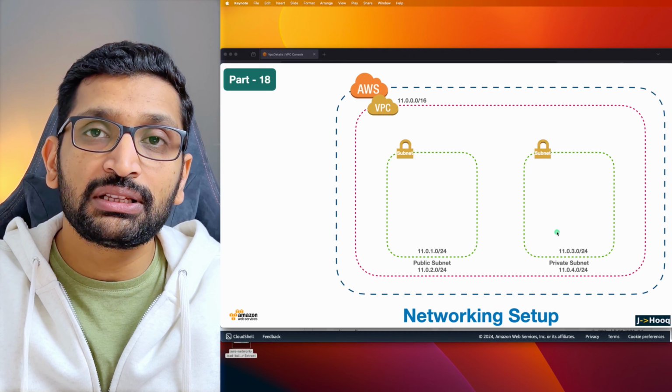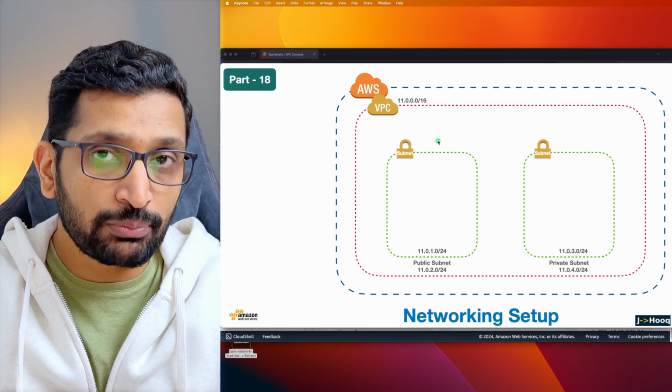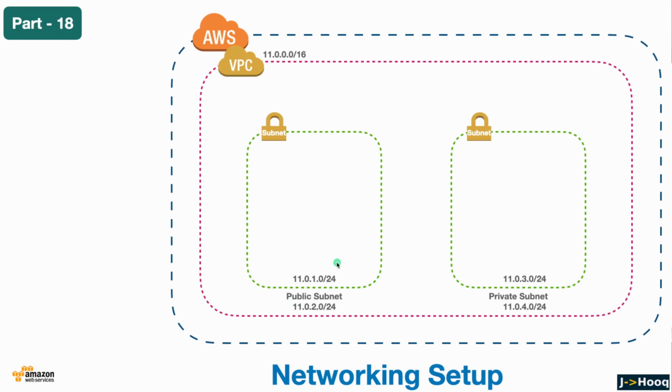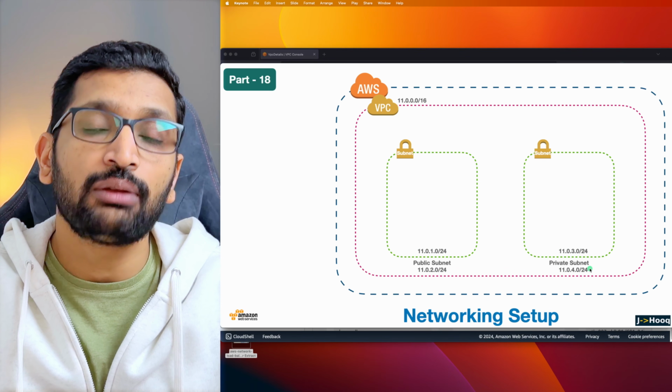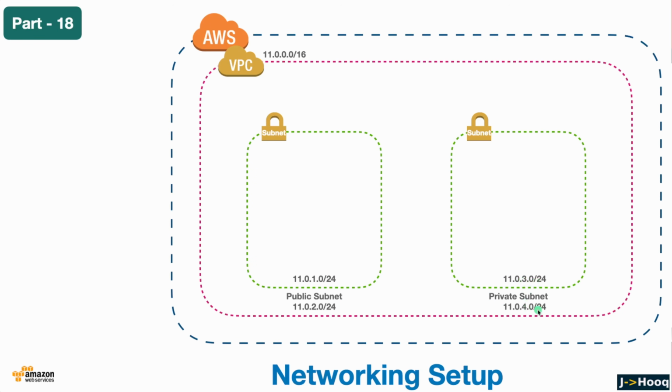After creating the VPC, the next resource which we need to create is the subnet. The subnets we are talking about are the public subnet and the private subnet. Within the VPC, we are going to create two public subnets and two private subnets. As you can see over here, one public subnet will have 11.0.1.0, and the other public subnet within that VPC will have 11.0.2.0. Similarly, we will create two private subnets, and both will have IP ranges ending with 3.0 and 4.0.